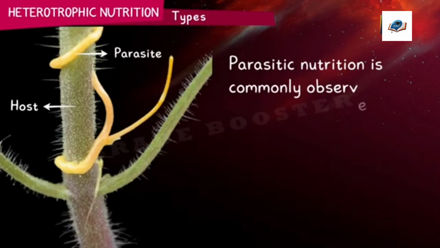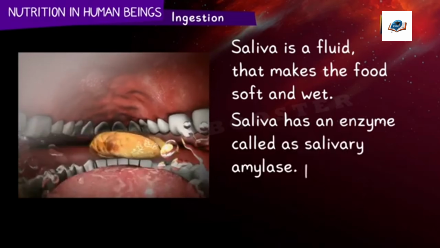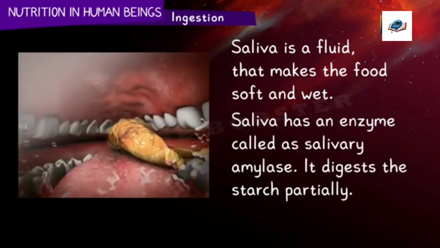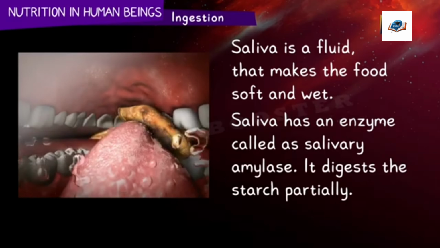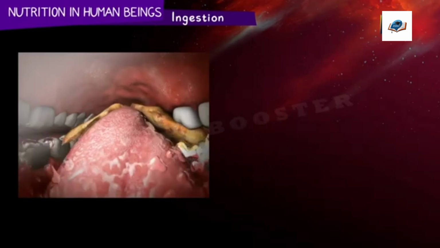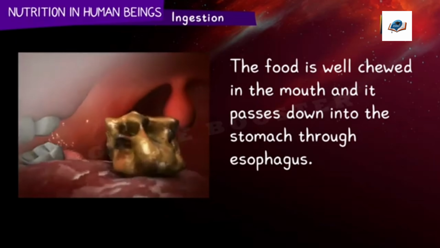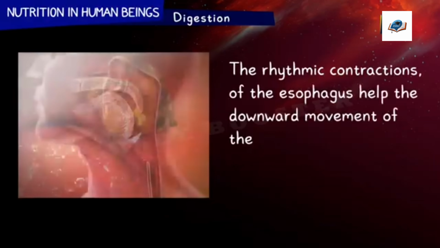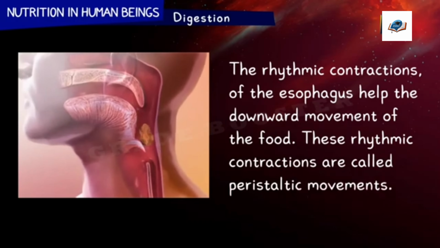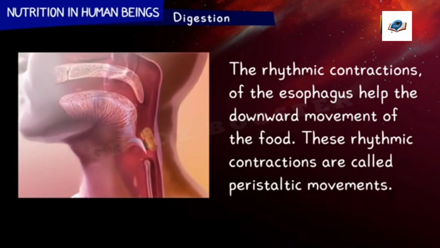The food inside the mouth is made into a soft paste by the action of teeth and saliva. Saliva is a fluid that makes the food soft and wet. Saliva has an enzyme called salivary amylase. It digests the starch partially. The food is well chewed in the mouth and it passes down into the stomach through the esophagus. The rhythmic contractions of the esophagus help the downward movement of the food. These rhythmic contractions are called peristaltic movements.